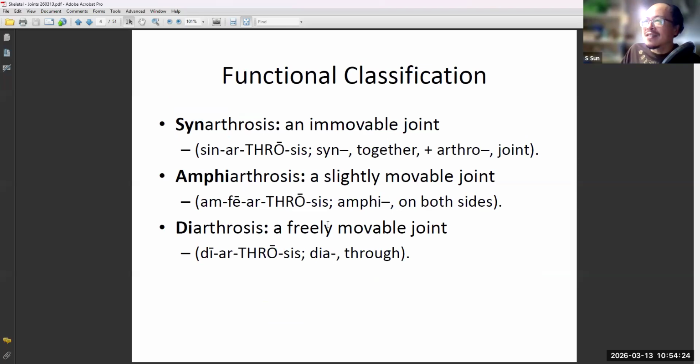So what are the examples? Right now we classify our body's joints. You can classify them based on the structure, looking at the components, or based on their function.